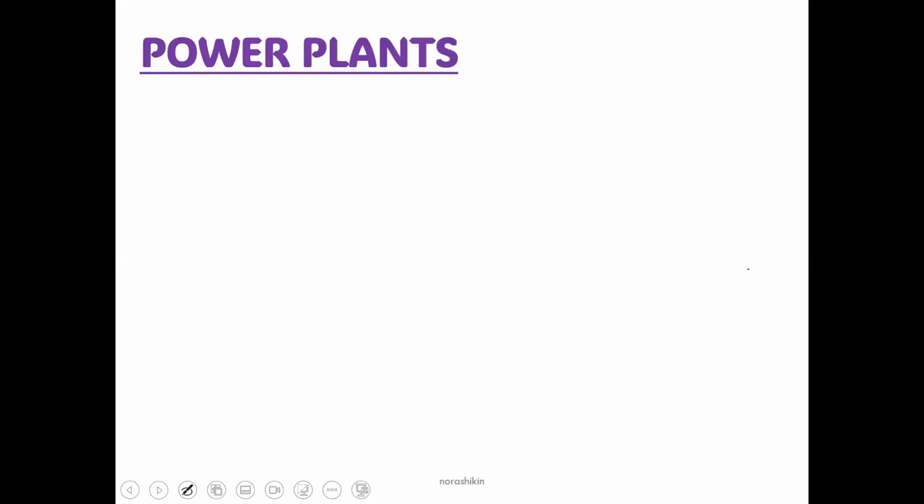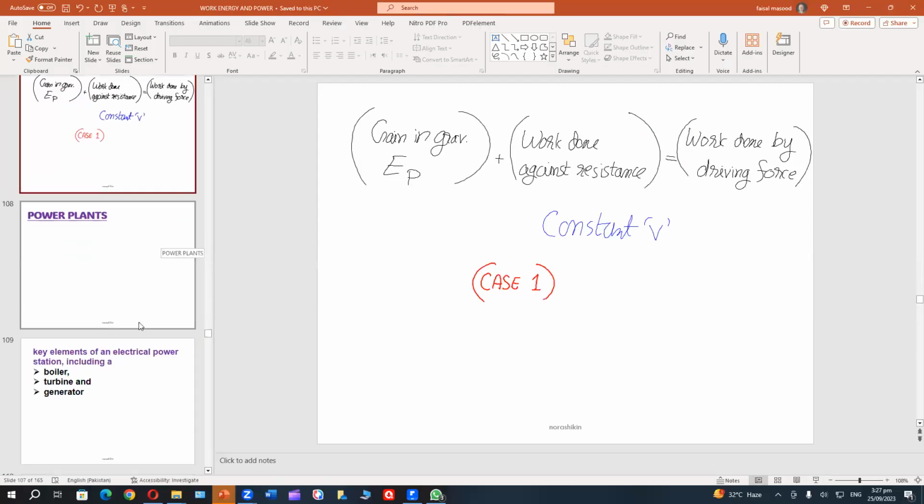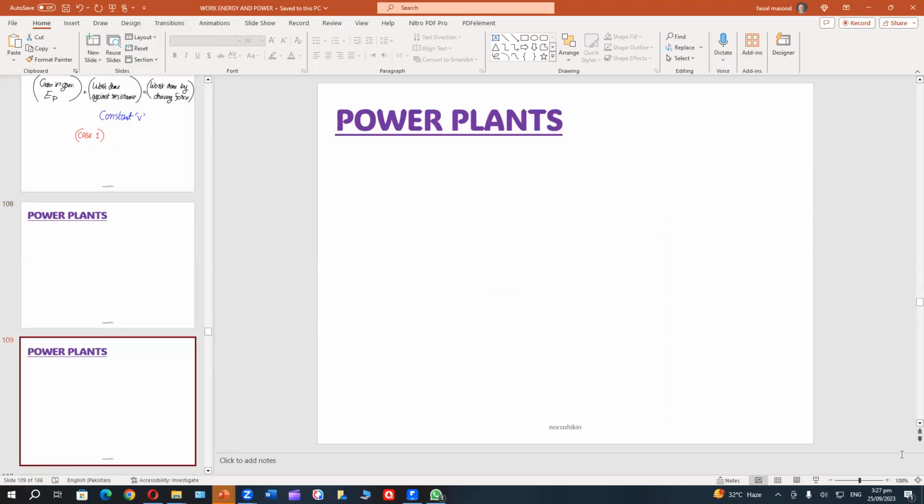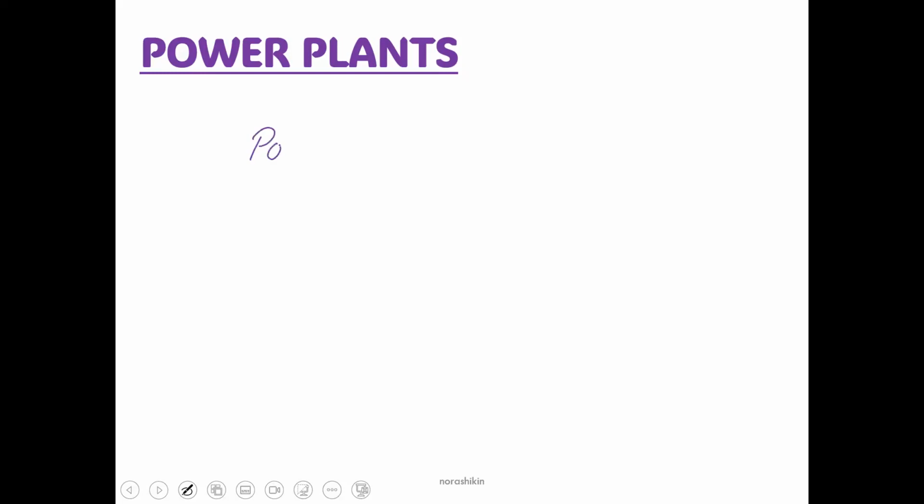So now you have to give us a side heading: power plants. Now, what is a power plant? Make a concept that a power plant is there to generate electricity. In normal ways, the purpose of a power plant is to generate electricity.